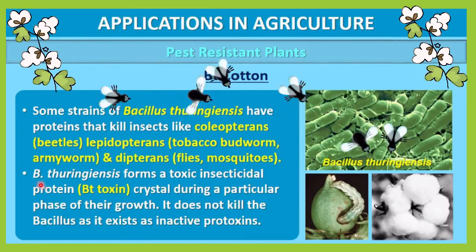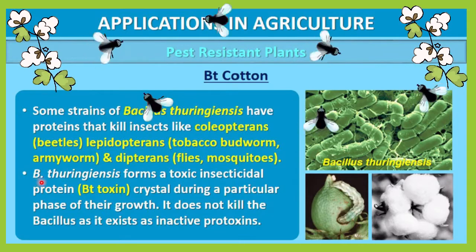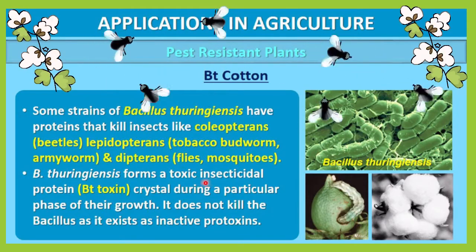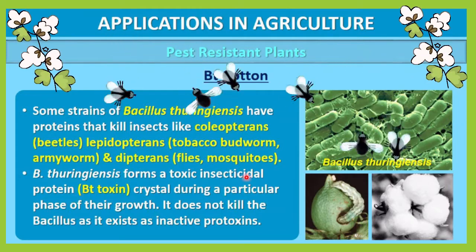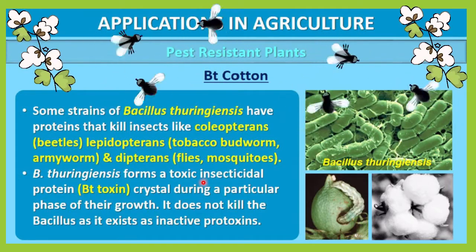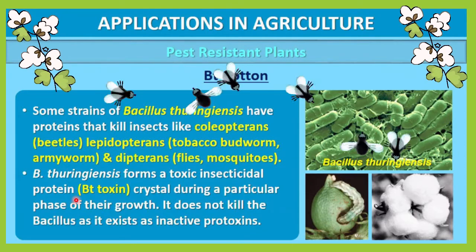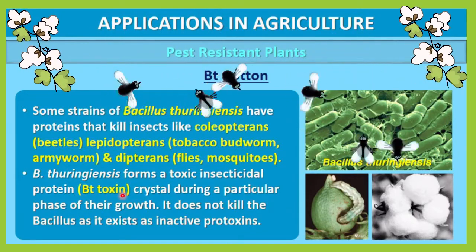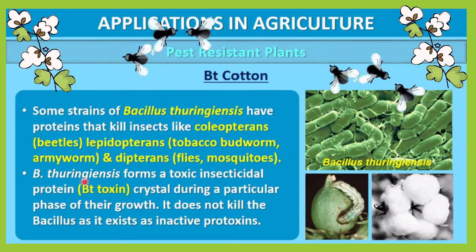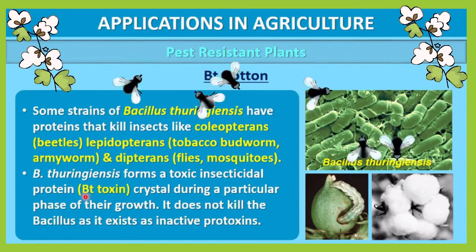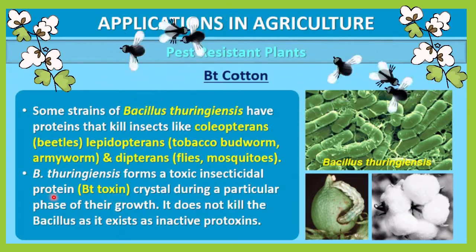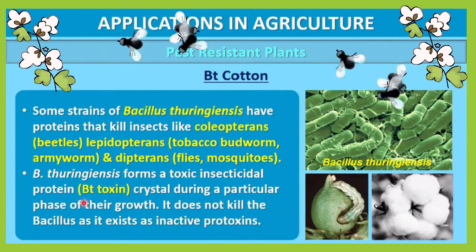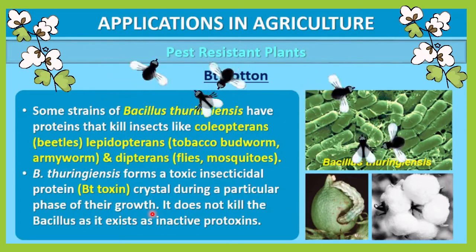Okay, and Bacillus thuringiensis forms a toxic insecticidal protein. Okay, means this is the Bacillus thuringiensis bacteria which forms a toxin that has insecticidal activity, and this is one kind of protein, that is insecticidal protein, and that is also called Bt toxin. This protein is developed from the Bacillus thuringiensis, and that's why it is called Bt toxin. It is a protein in crystal form, and during a particular phase of their growth they will form this type of protein.